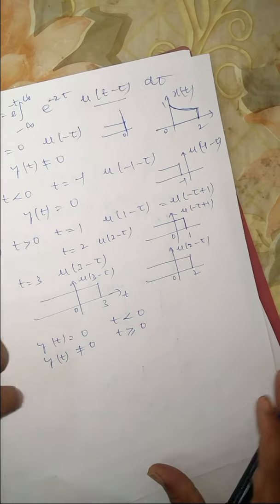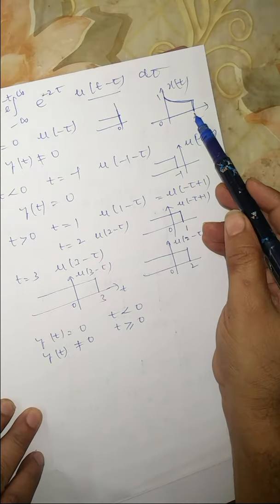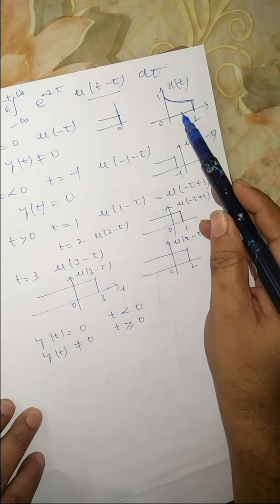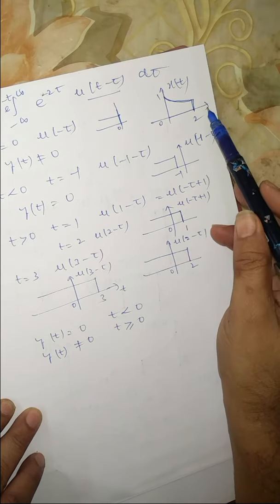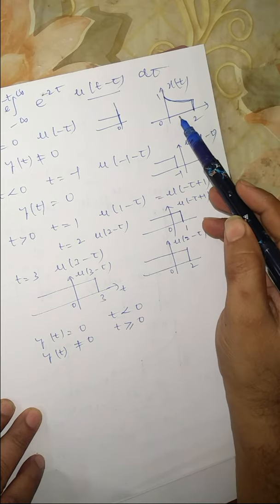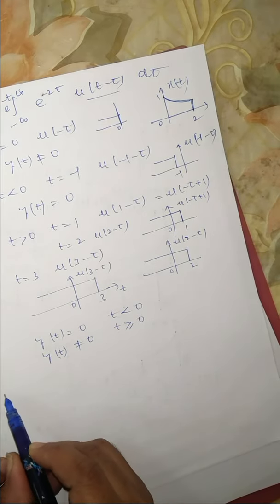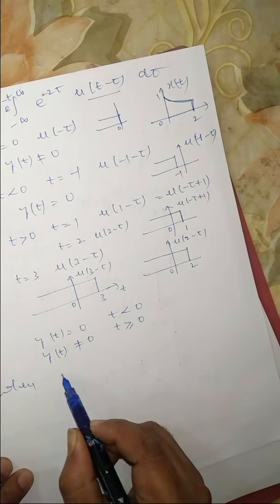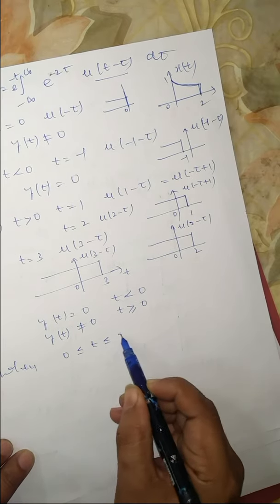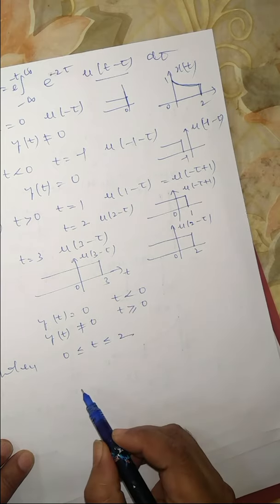Again, when t is in between 0 and 2, multiplication is possible up to the value of t. When t is greater than 2, the maximum limit of the integration is only 2, because the first signal exists only in the range of 0 to 2. That means I should take two cases here. When t is between 0 and 2, the integration limits are 0 to t.